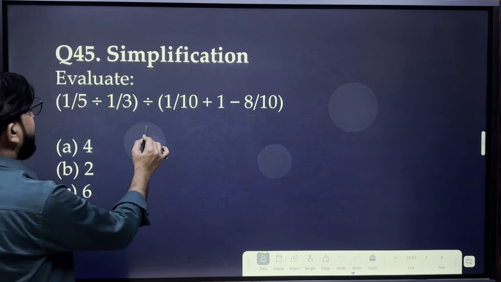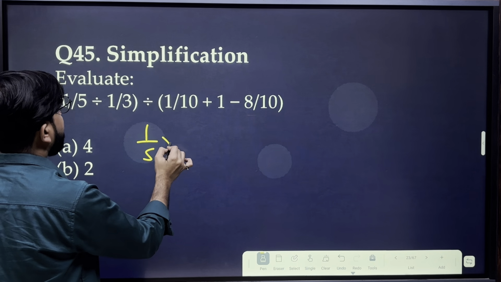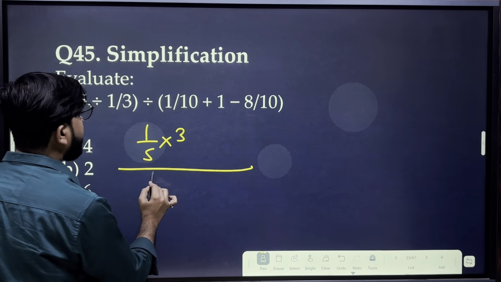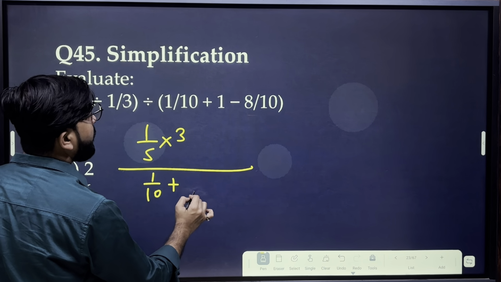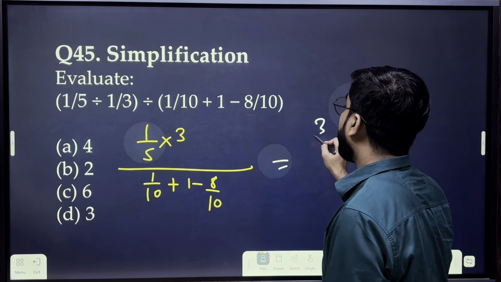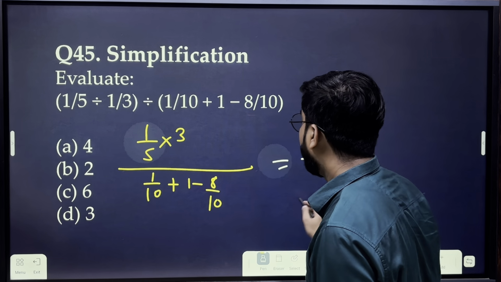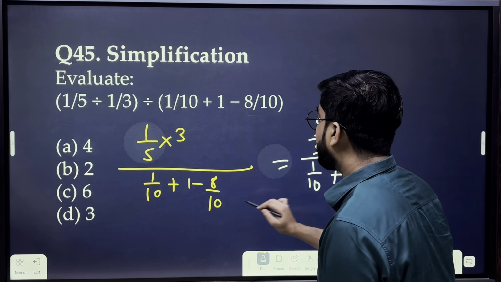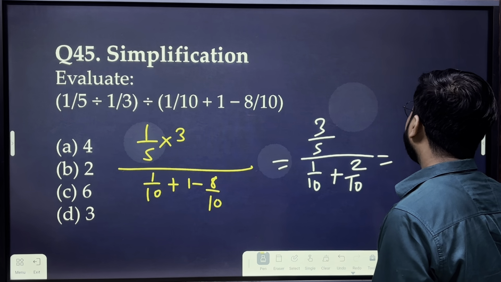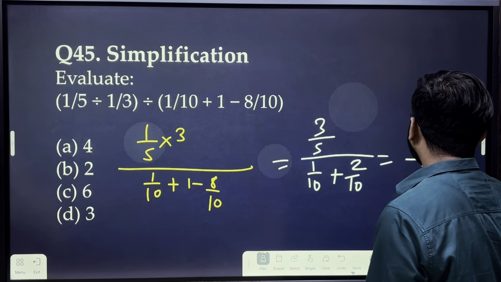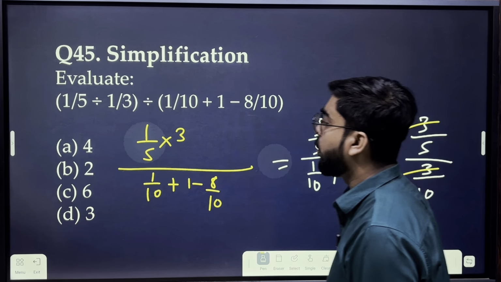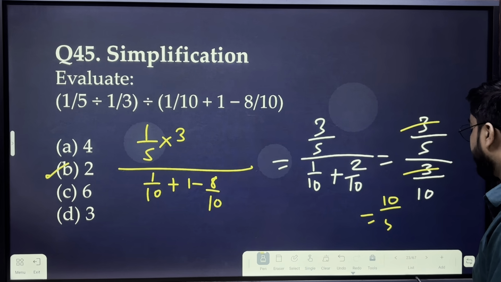Evaluate this. 1 by 5 divided by 1 by 3 means 3. And then here divided by 1 by 10 plus 1 minus 8 by 10. Solve this. So that becomes 3 by 5 divided by 1 by 10 plus 10 minus 8, 2 by 10. That becomes 3 by 10. So 3 by 5 divided by 3 by 10. So from 3 to 3, 10 goes up, then 10 upon 5, that is 2. Option number B. This is how you can solve this.